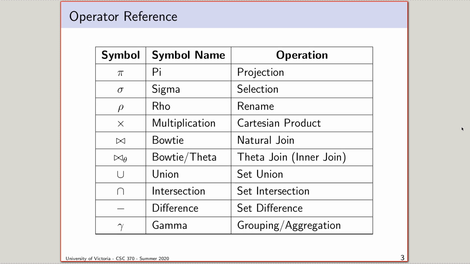And just in case it's been a while since part one, we're covering this set of operators. We took care of the projection operator. We took care of the selection operator sigma. And we also talked about the union, intersection, and difference operations, and those are standard set operations.